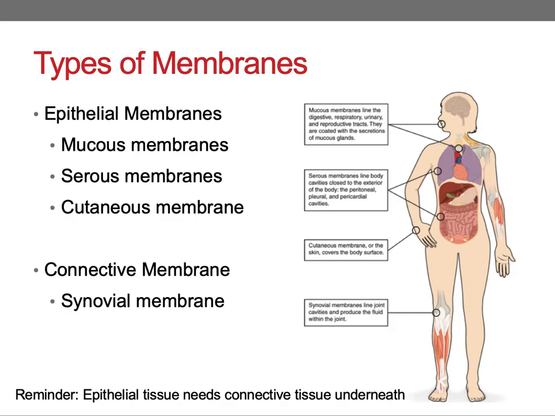Epithelial membranes are made of epithelial tissue. Keep in mind, epithelial tissue needs connective tissue underneath, so the epithelial membranes are made of epithelial and connective tissue. The connective membrane is just made of connective tissue. There are three types of epithelial membranes: the mucous membranes, the serous membranes, and the cutaneous membrane. There's only one type of connective membrane, and that is the synovial membrane.